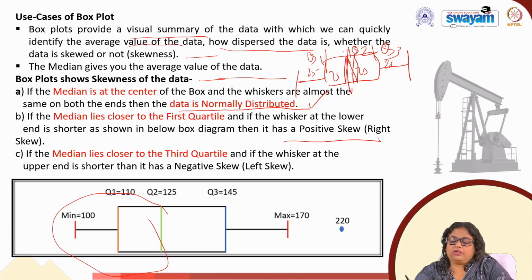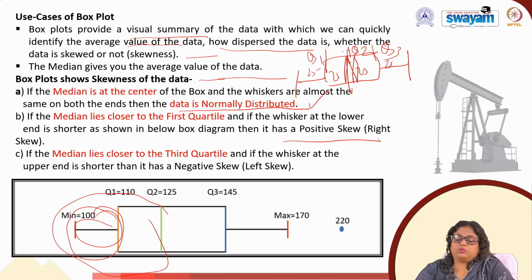Okay, here it is slightly, this lower side, your whisker is lower. So if the whisker at the lower end is shorter, so this is shorter compared to this one. So what is the conclusion here? It has a positive skew, so right skew we can call that. So if median lies closer to the third quartile, and if the whisker at the upper end is shorter, then it has a negative skew, or what we can call left skew.